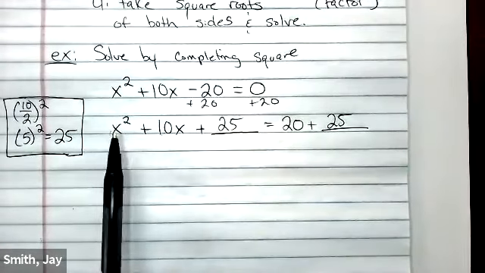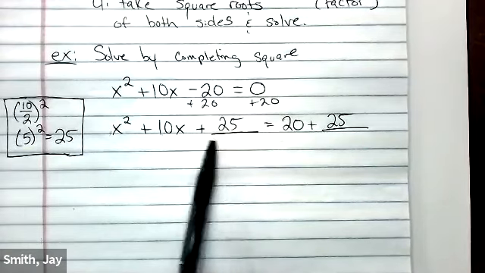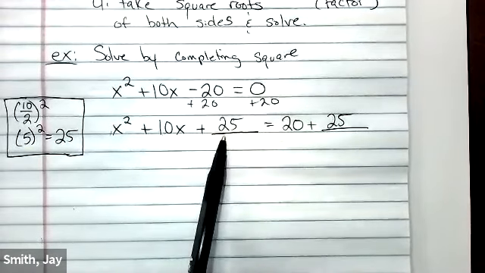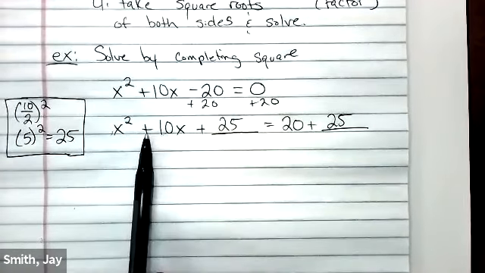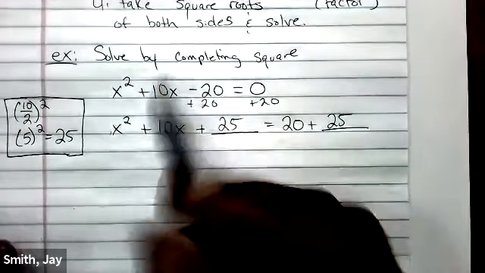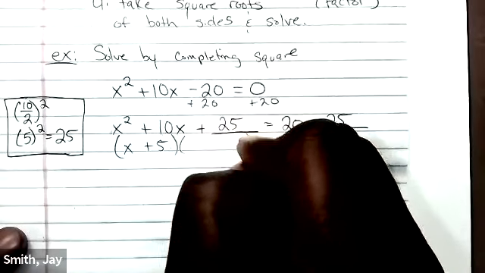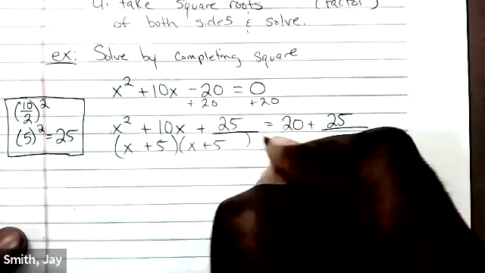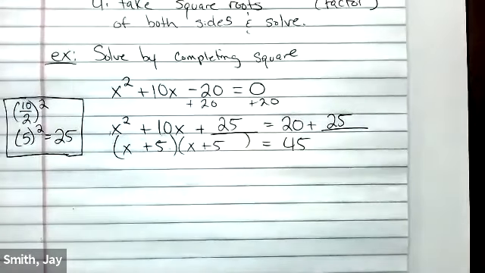Now what we're supposed to do next is factor this perfect square trinomial, x squared plus 10x plus 25. So what we're really doing is looking for two numbers we can multiply to give me positive 25, that combine to get 10. Those numbers are 5 and 5, and both must be positive. And of course, this is equal to 20 plus 25, which we know is 45.